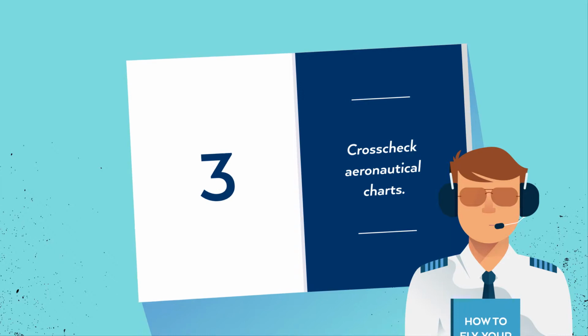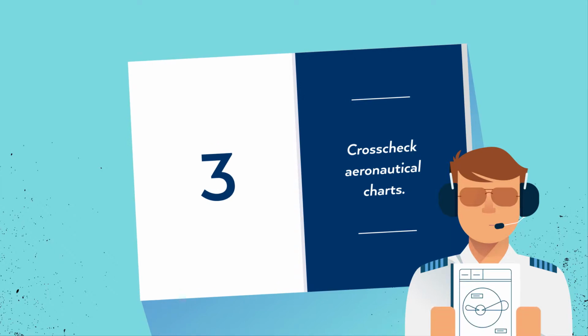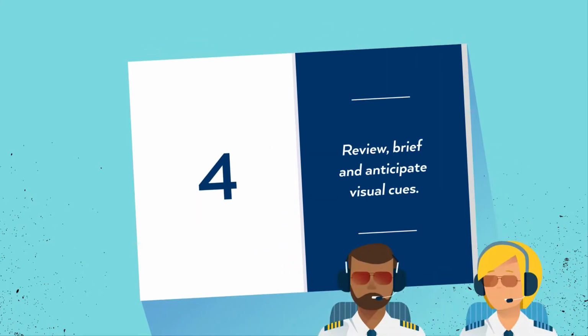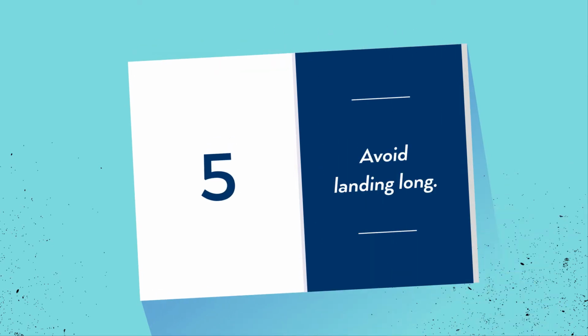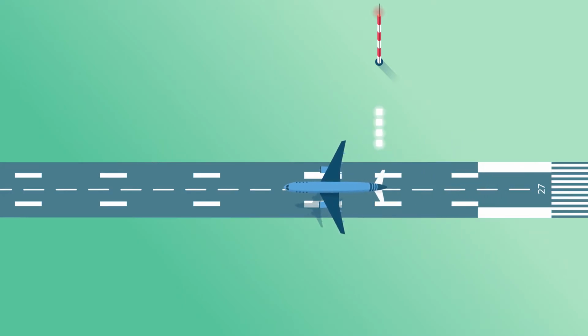Third, pilots should cross-check aeronautical charts to determine if landing performance data matches approach and runway references. Fourth, pilots should review, brief, and anticipate visual cues during the later stages of the approach. Lastly, landing long can easily lead to runway excursions, so pilots, if you are not landing in the touchdown zone, go around.